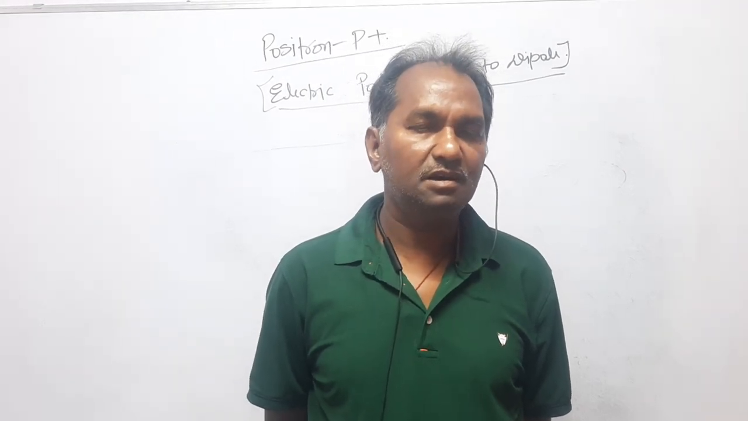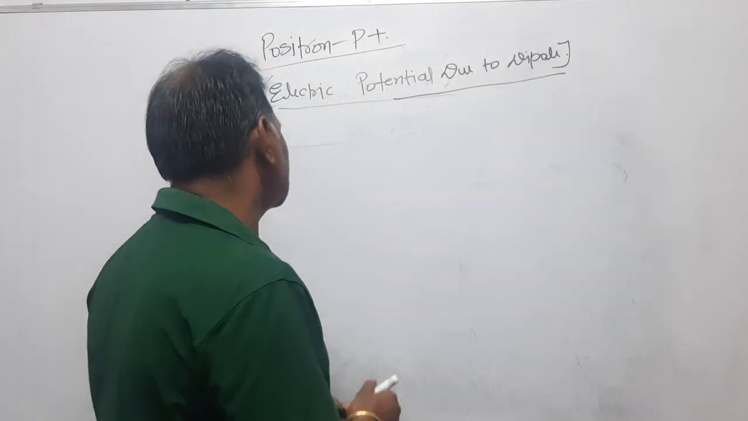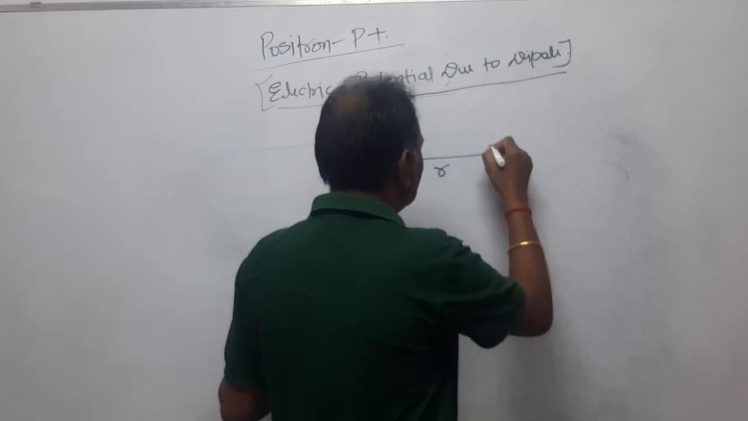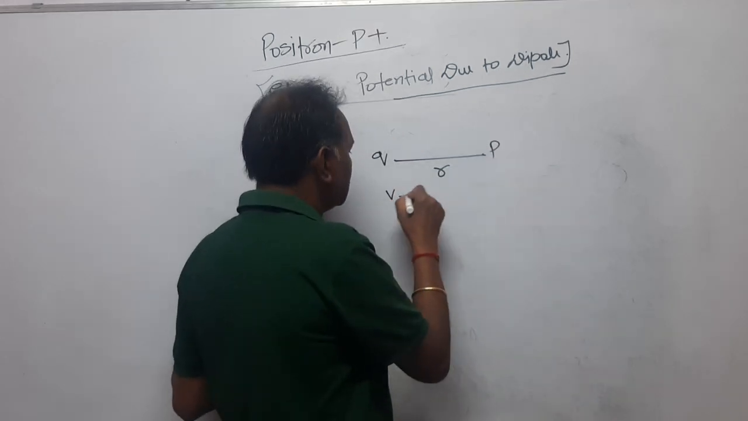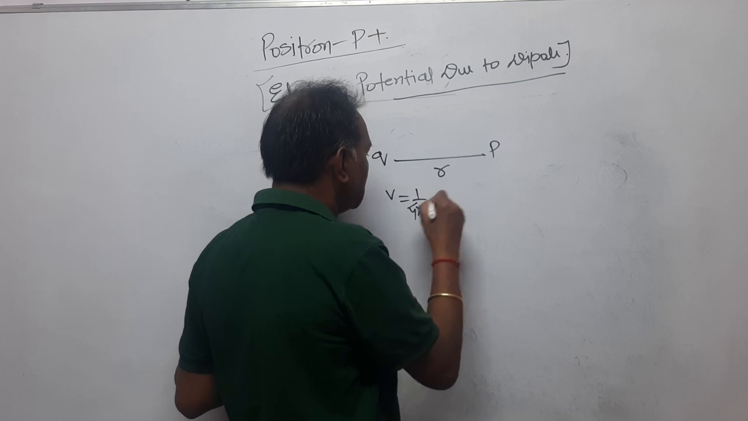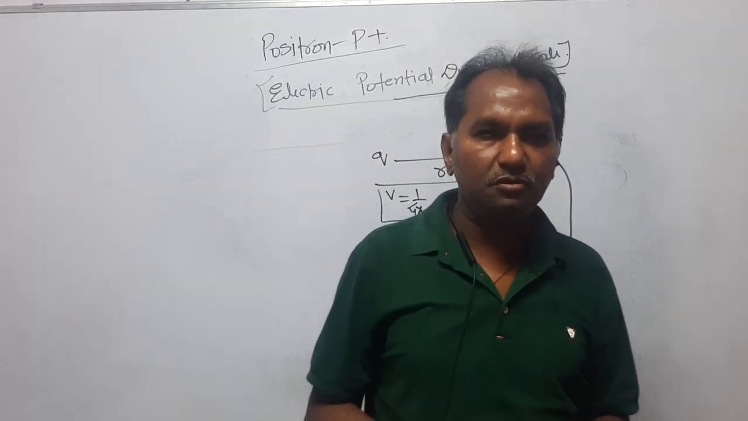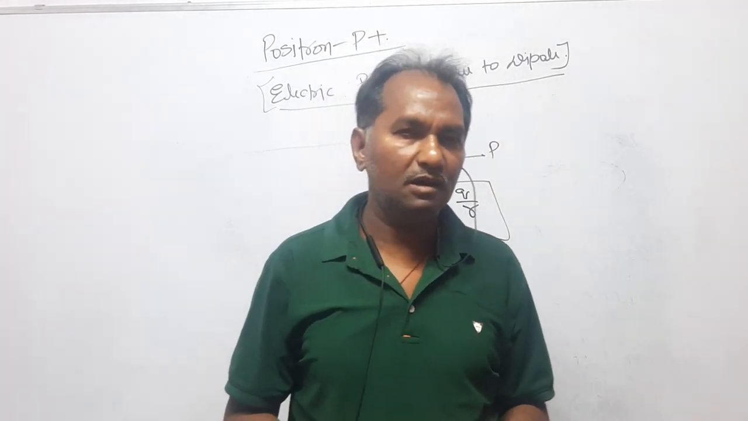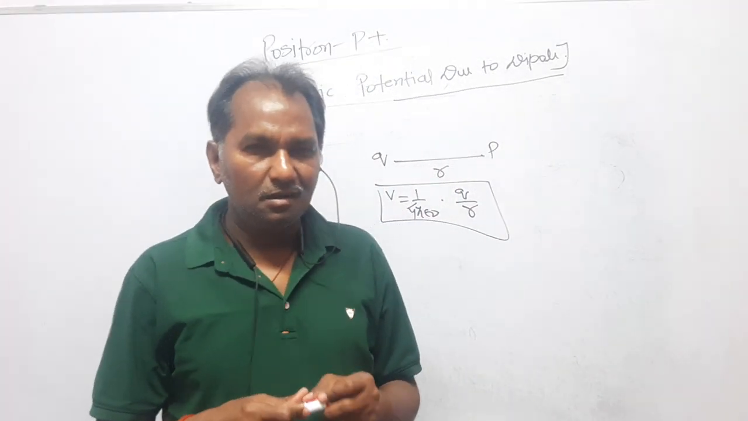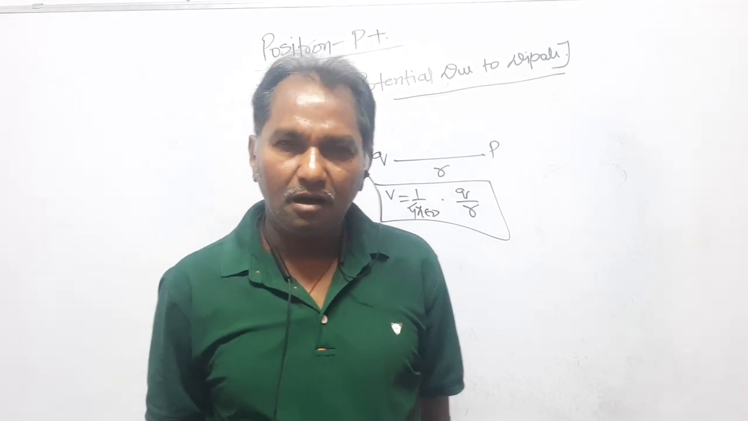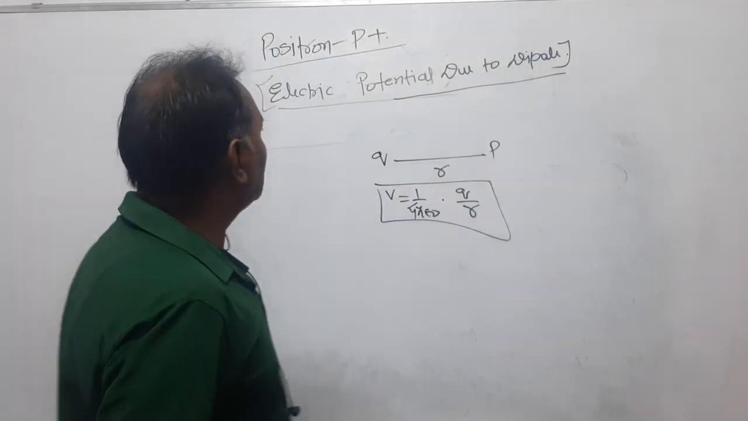Dear students, you know electric potential is a scalar quantity, right? If a charge is q and a point is at a distance r away, then the potential at this point works out to be 1 upon 4 pi epsilon naught times q upon r. In the last video, the very first video on electric potential, I told you that electric potential is a scalar quantity.